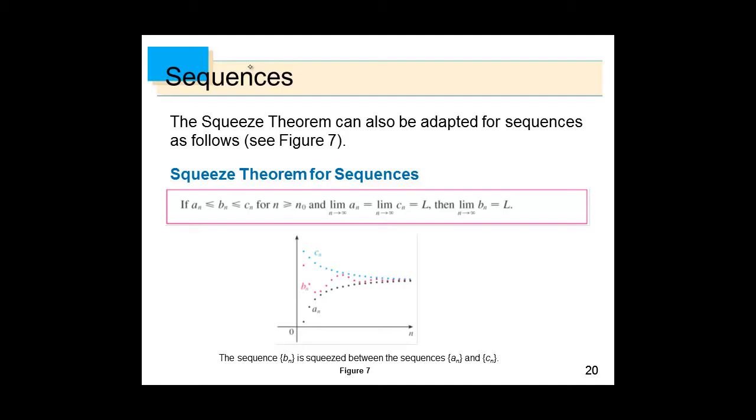Graphically, notice that it gives you some good intuition why that's the case. b_n must lie between a_n and c_n, right? The graph of b_n must be between the graph of a_n and the graph of c_n eventually. And because of that, if the limit of a_n and the limit of c_n are the same, that forces the limit of b_n to be the same, right? Is that making sense? So that's the squeeze theorem.